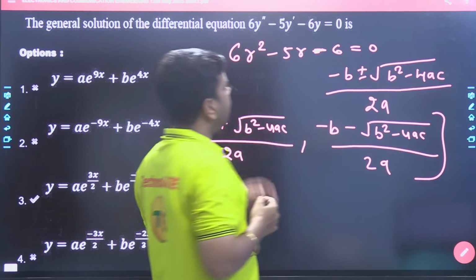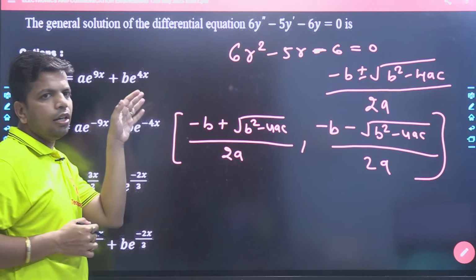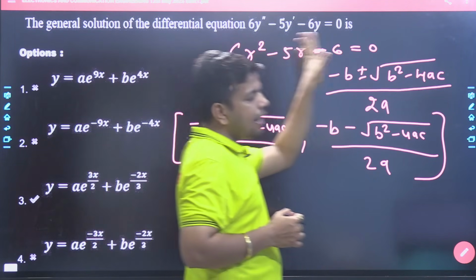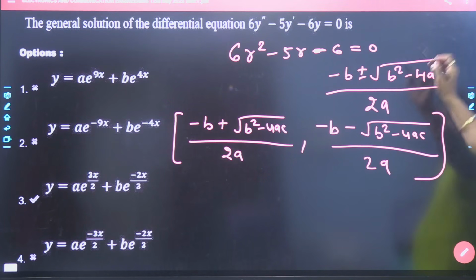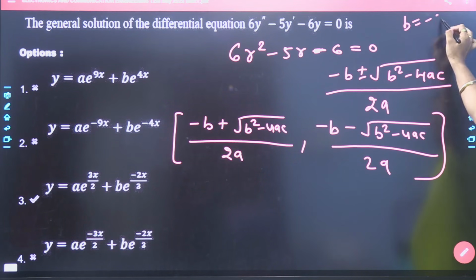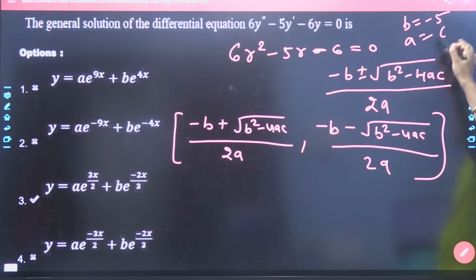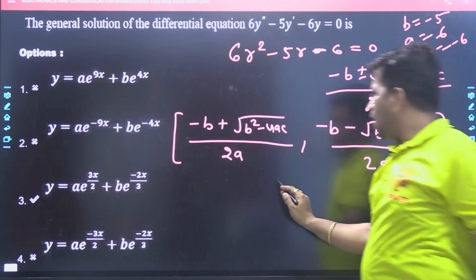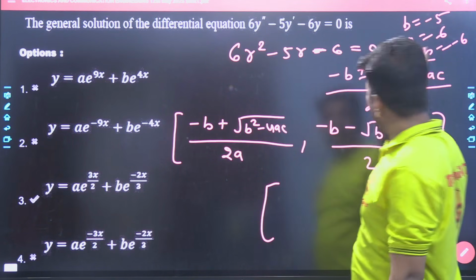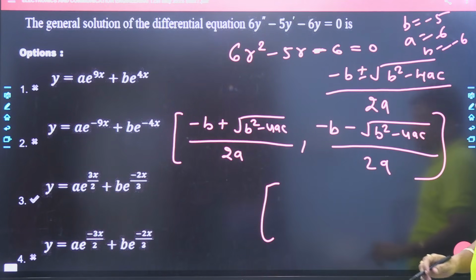Now with this particular equation, we can easily identify what is the value of a, b and c. So a is what, b is what, and c is what. So here we can say that the value of b is minus 5, value of a is 6, value of c is minus 6. Just put up that value. So on calculating, just by putting this value here, use the calculator.